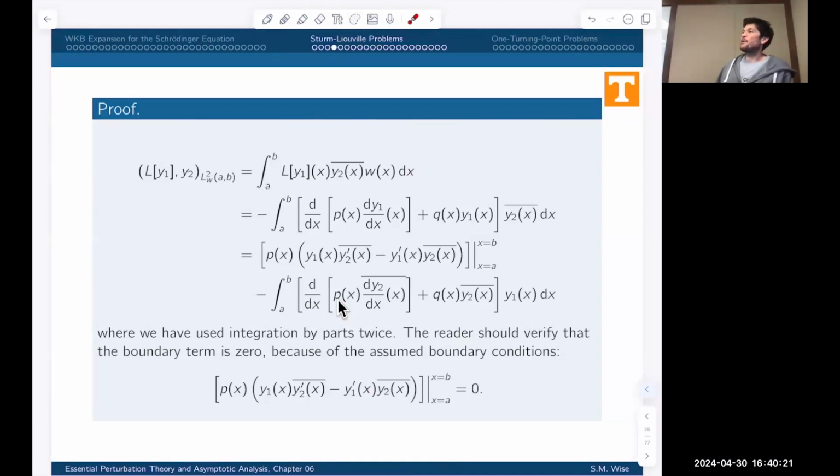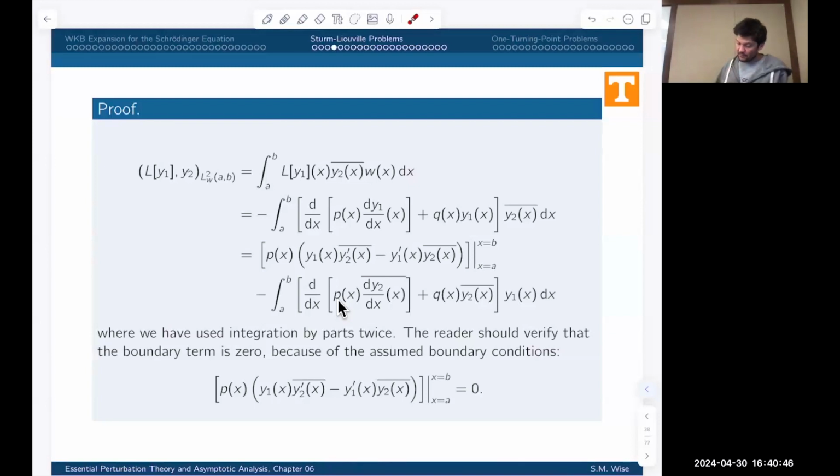I did integration by parts twice. So I fooled myself. What I did was pull this derivative off and throw it onto the y2. Then I reattached p to that guy, and then I did another integration by parts. So that's why I'm getting exactly 2 boundary terms after doing 2 integration by parts.